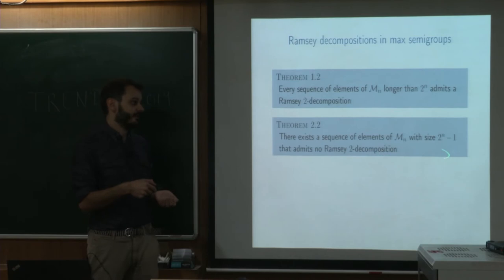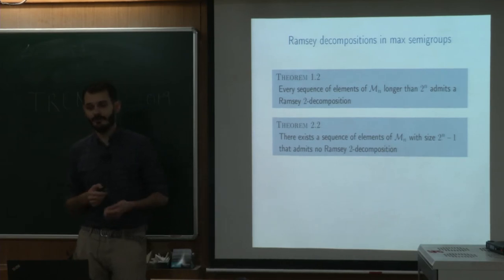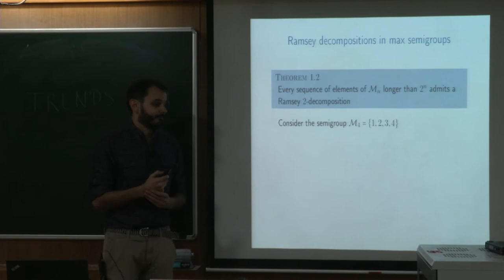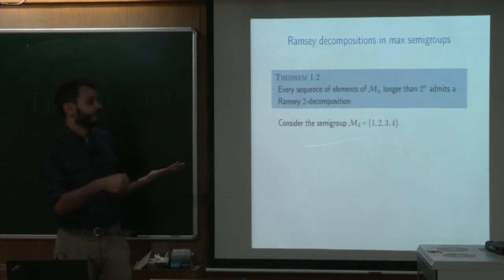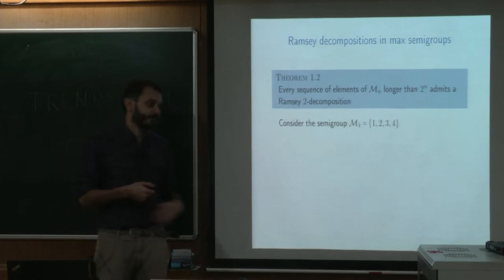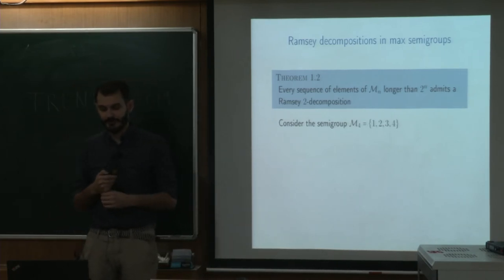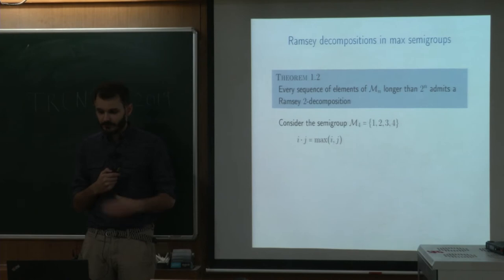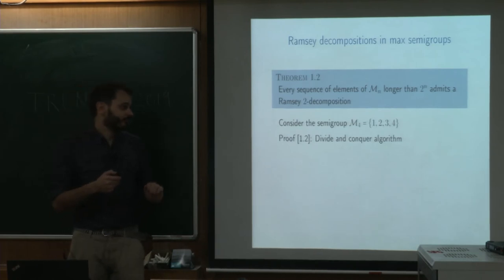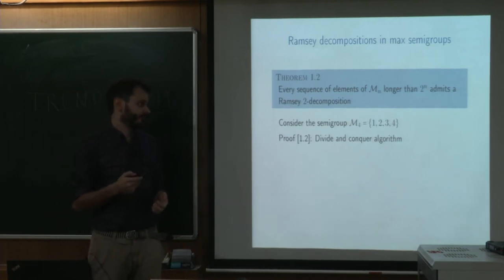And on the other hand, there exists a sequence of length 2 to the n minus 1 that has no Ramsey 2 decomposition. So once again, I will present the proof on a very precise example. So here I fix n equal 4, but it's generalizable to any n. Just to remember that this is the product. So how does the proof work? Well, it's just a basic divide and conquer algorithm.